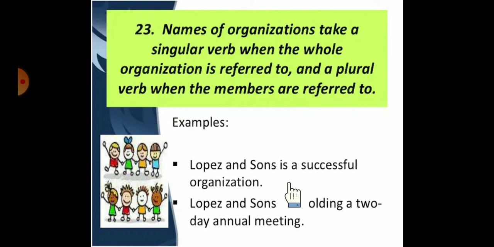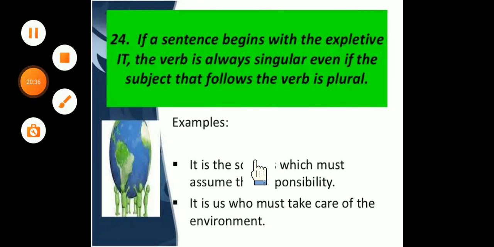For example, Lopez and Sons is a successful organization. So the name of the organization is Lopez and Sons, is a successful organization. Lopez and Sons are holding a 2-day annual meeting. Okay, when the organization is taken in the singular form, a singular verb is used. When it is taken in plural form, a plural verb is used. See, are is used and is is used here. Is is a singular verb and are is a plural verb. Understood? Okay.